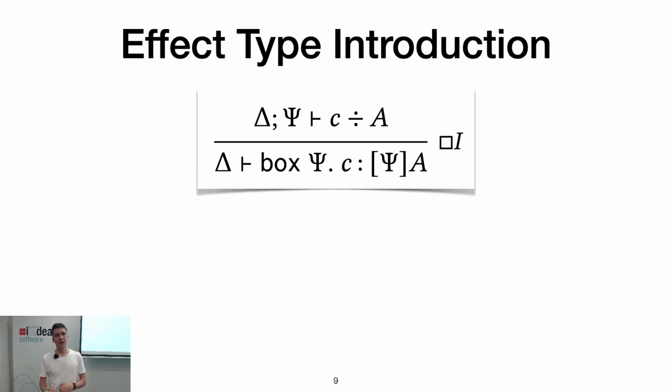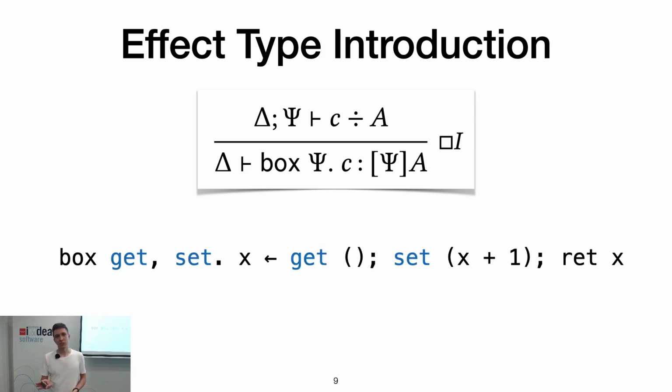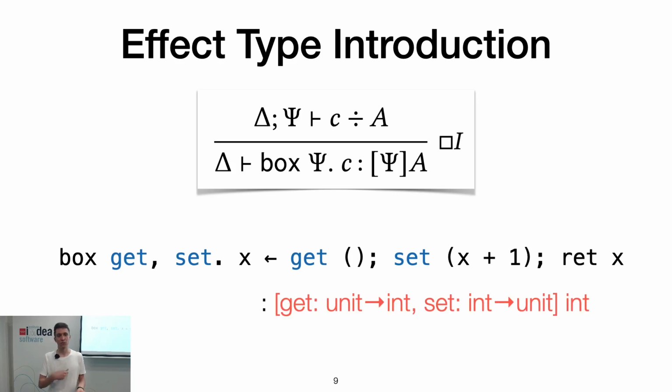So we have this modal box type, and it is a box type generalized by a context. We call it psi on the slide. The term to introduce this type is also called box, and it now explicitly binds this context psi. For example, remember the increment program. Now, to make it into a box type, we say box get, set, and then we repeat the increment program. This way, we construct the modal type.